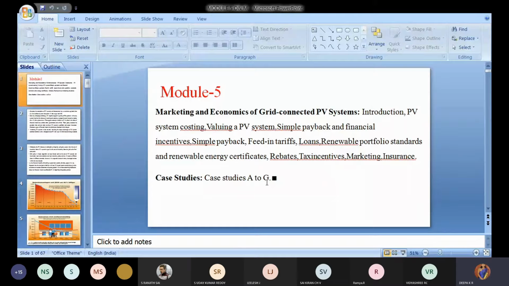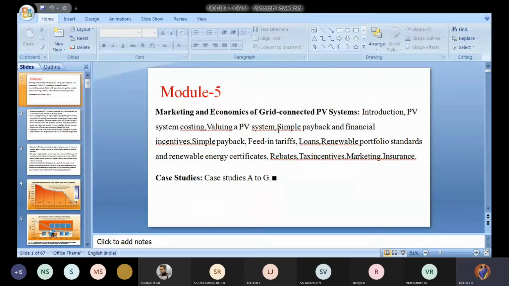So I think it will look like the already studied concepts are being shown in terms of pictures. How much you are going to get, the accurate values, how much panel capacity we are installing there, how much it is producing, how much it is interconnected with your grid system. In exact values, we are going to find it in the case study. So before that, we'll go for this marketing. Where we have first the introduction, then PV system costing, valuing of a PV system.